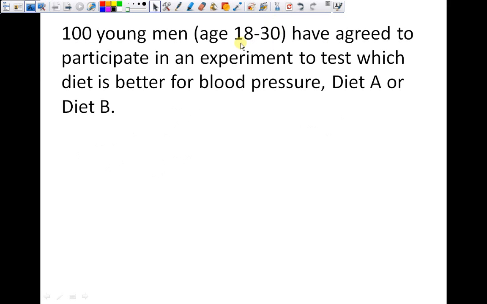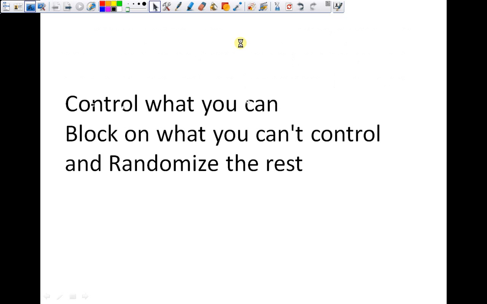Now I'm going to show you this statement. That's a good statement to remember. It's going to help you understand the big concepts behind study design, which is what chapter 5 is, at least for experiments. It says, control what you can, block on what you can't control, and randomize the rest.